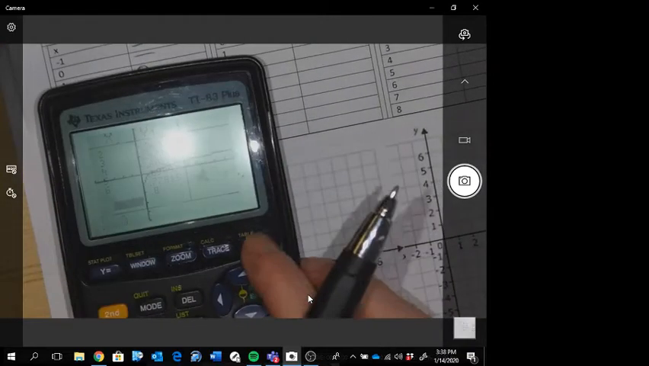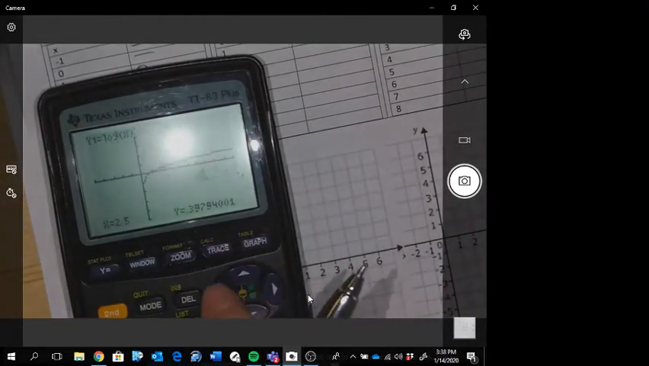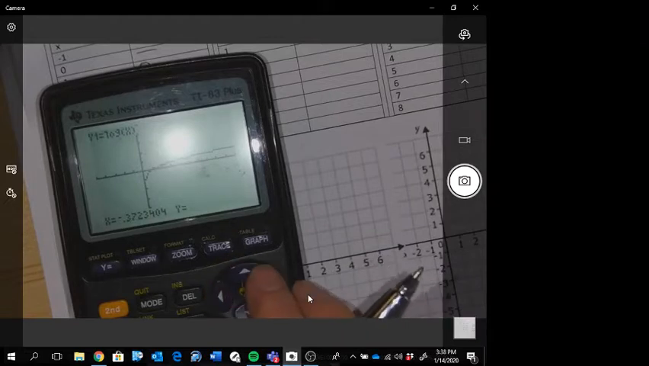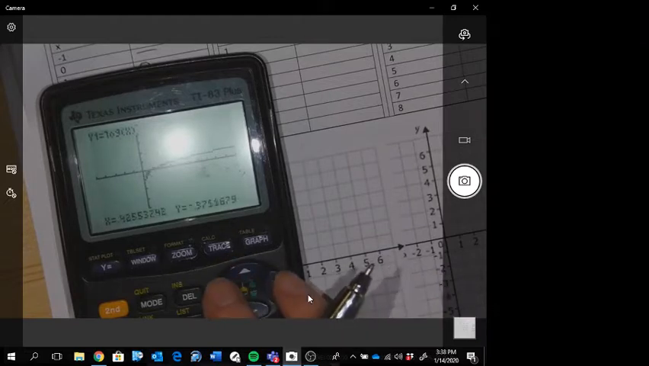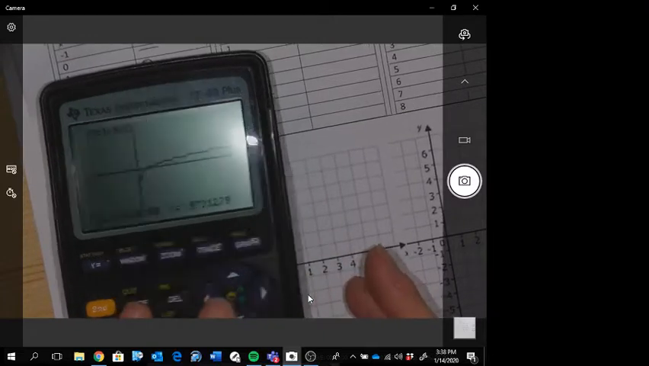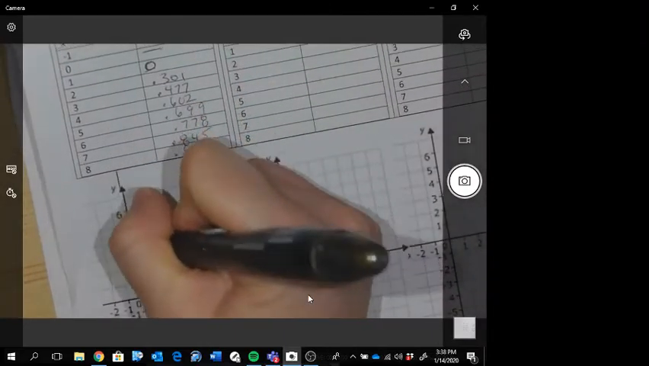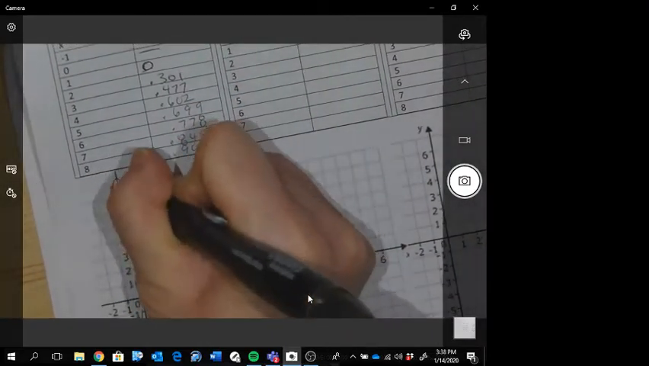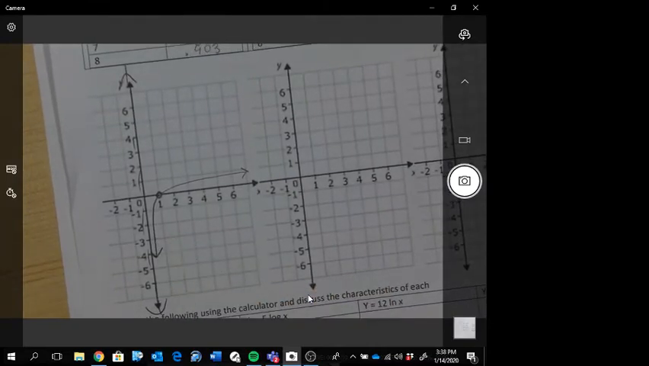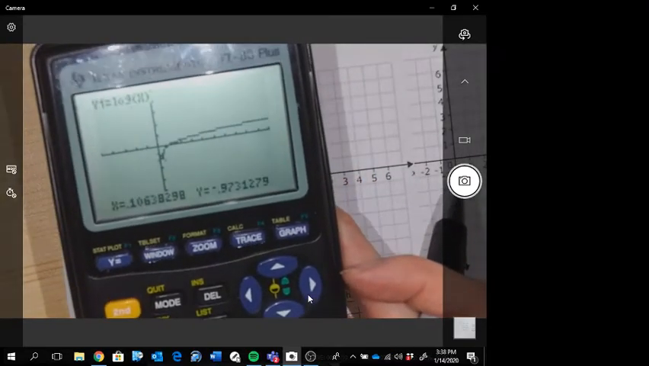So I'm going to go back to my graph here and hit the trace button. And you can see that that is what's happening. Okay, so we actually are going to have an asymptote right there. You can see that it's not going to cross that line, but you can see on your graph that it shoots down.